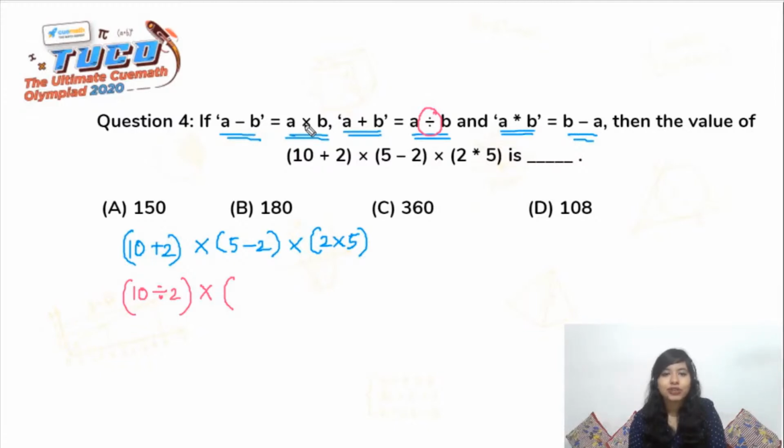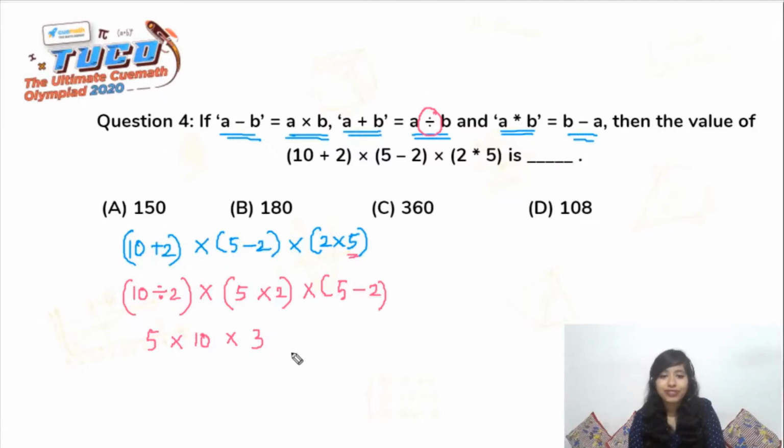The subtraction is going to be replaced with multiplication. That is nothing but 5 times of 2. And the multiplication of two terms is going to be replaced by subtraction of b minus a. Here I can consider b to be 5. So 5 minus 2. Okay. So from here, if you all see, this is nothing but 10 divided by 2, which is 5, times 5 times 2, which is 10, times 5 minus 2, which is equal to 3, right?